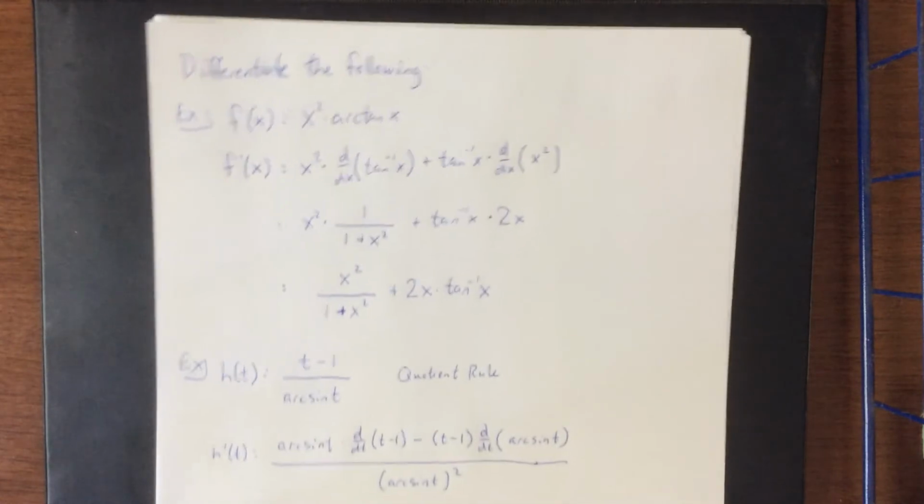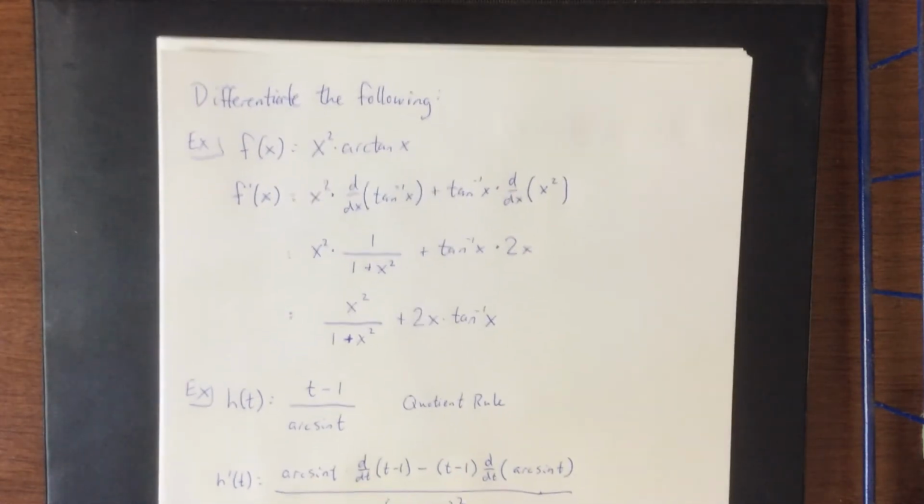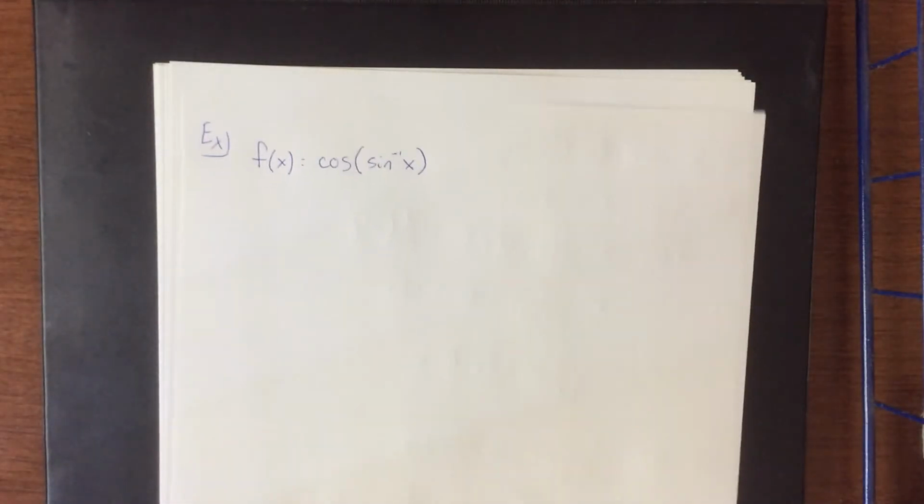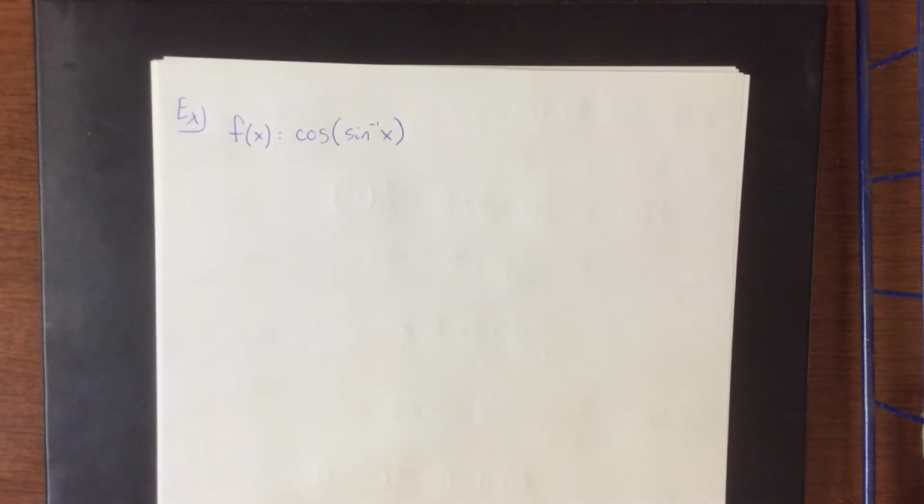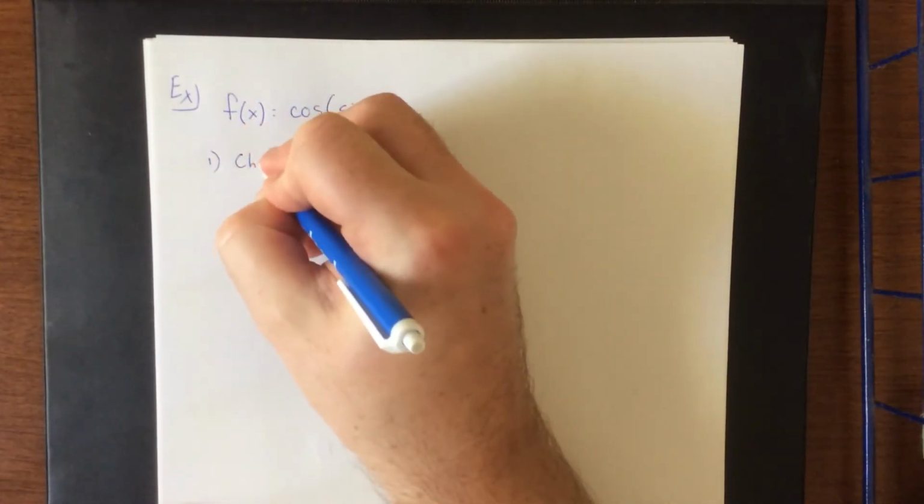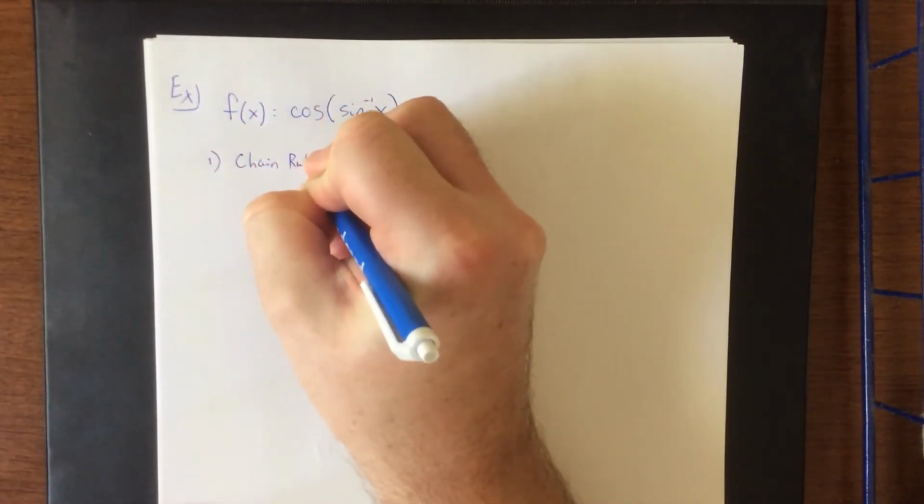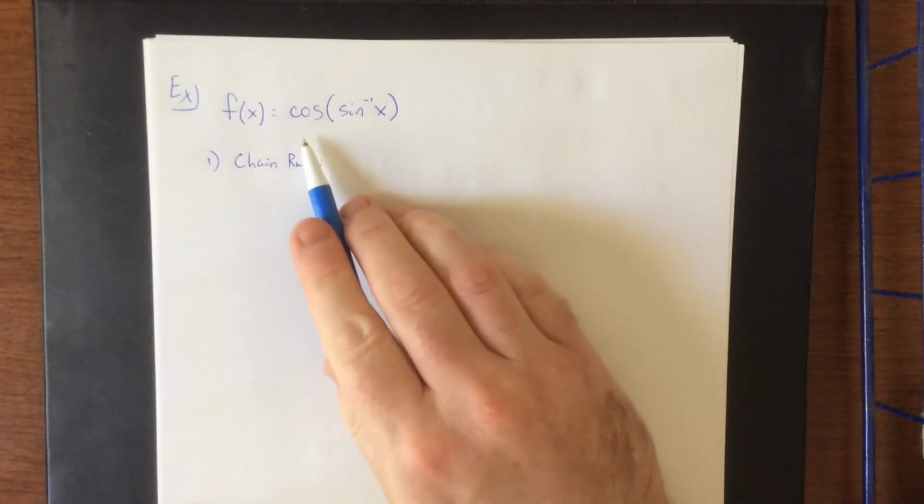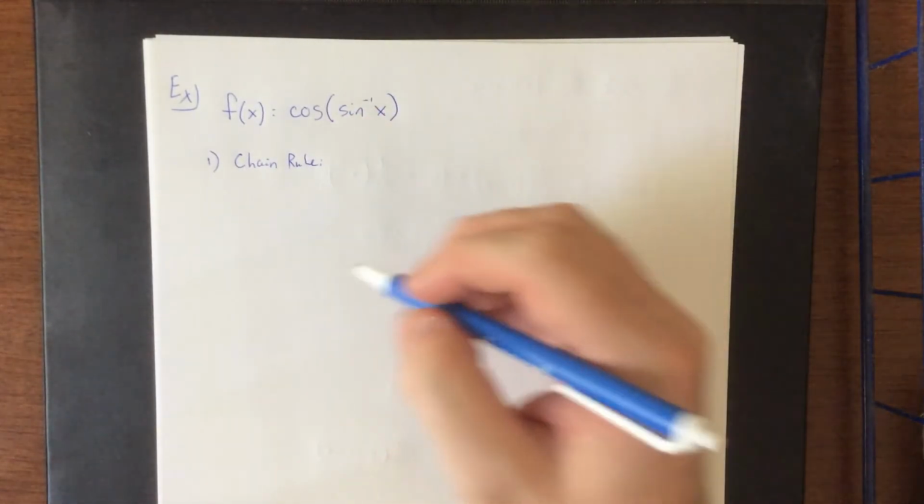Do want to try one more, and I want to try it a couple different ways. Next one that we have is f of x is equal to the cosine of the arcsine of x. We're actually going to try this two different ways. Method number one, we're going to make use of the chain rule. We do have a composition of functions with the cosine being on the outside and the arcsine being on the inside.